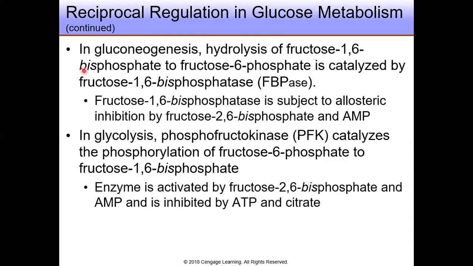Again, here we summarize. In gluconeogenesis, hydrolysis of fructose 1,6-bisphosphate to fructose 6-phosphate is catalyzed by fructose 1,6-bisphosphatase. This enzyme is subject to allosteric inhibition by fructose 2,6-bisphosphate and AMP. In glycolysis, PFK catalyzes the phosphorylation of fructose 6-phosphate to fructose 1,6-bisphosphate. This enzyme is activated by fructose 2,6-bisphosphate and AMP, and inhibited by ATP and citrate. Notice all these allosteric effectors are in the previous figure that we talked about, so go back to that figure.